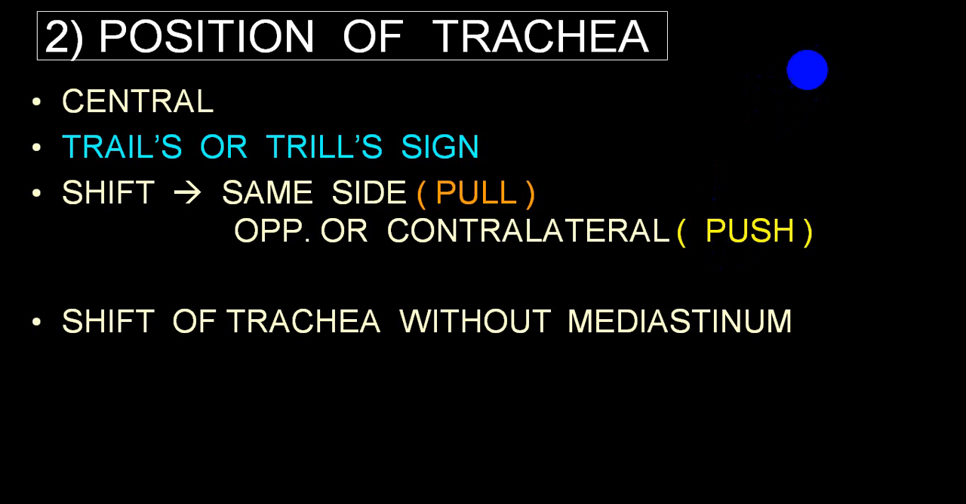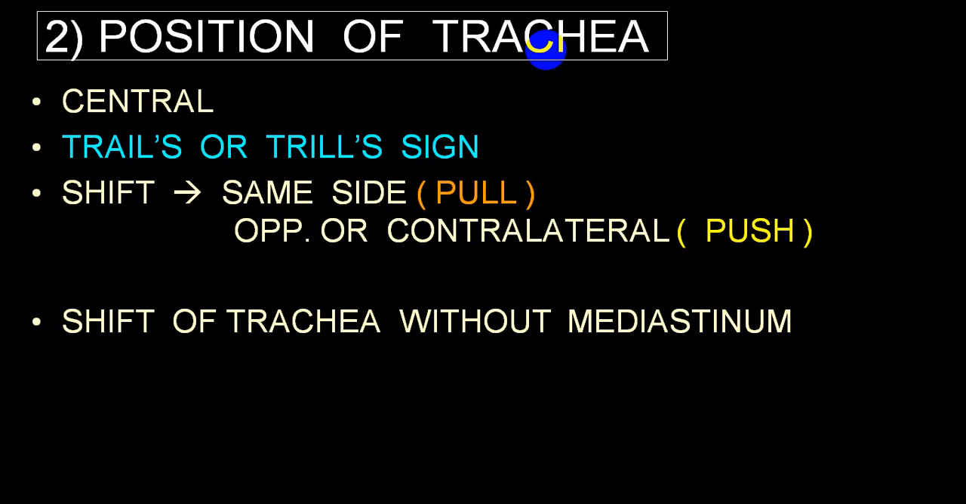Same thing we will be utilizing for the position of the trachea. So the position of trachea, as we are discussing here, we will not be discussing in detail as in the cardiovascular system. You know that in a normal person the position of trachea is always central. If it is shifted to any one side, whether to the right or to the left, we call that a trail sign or trill sign. If trachea is shifted to the right side, the sternomastoid will be a little prominent, and that is given a name, trail sign or trill sign. This will be because of pull from the right side or push from the left side.